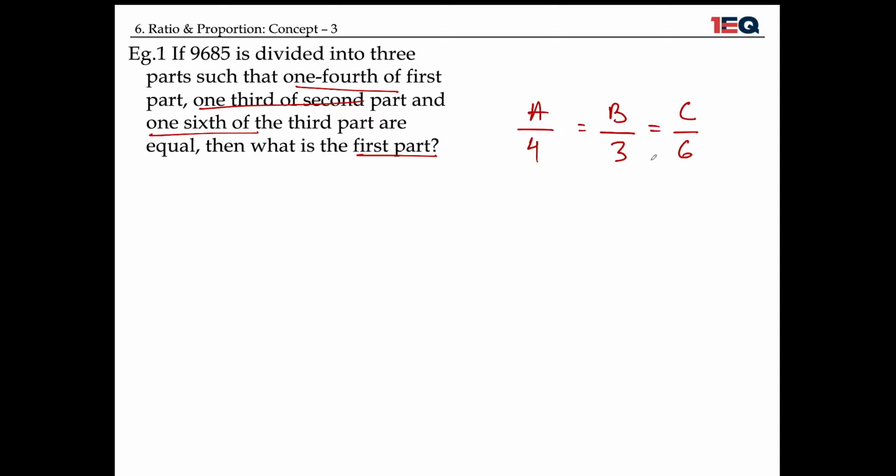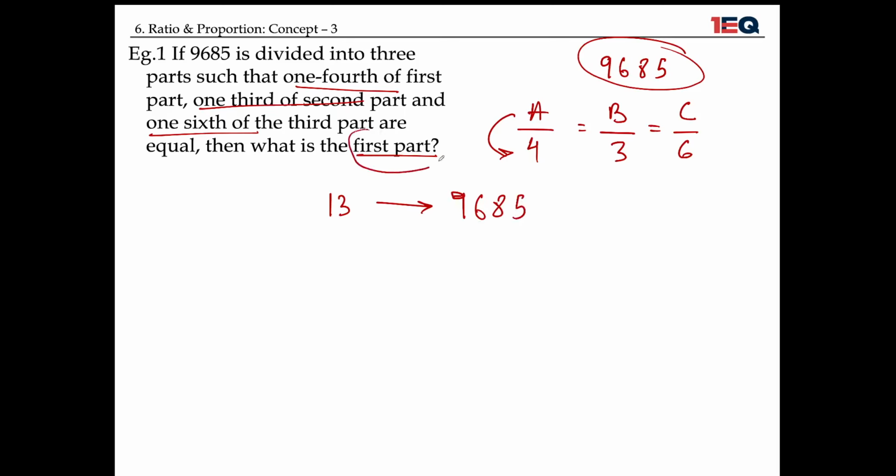So all these are equal and they all sum up to 9685. So we can easily assume that the absolute value of a is 4, b is 3, and c is equal to 6. So when I add all of them up, this comes out to be 13. The value of 13 has been given equal to 9685. And they have asked us what is the first part. The value of the first part is in proportion to 4. So I would say 4 would be multiplied by 9685 whole divided by 13.